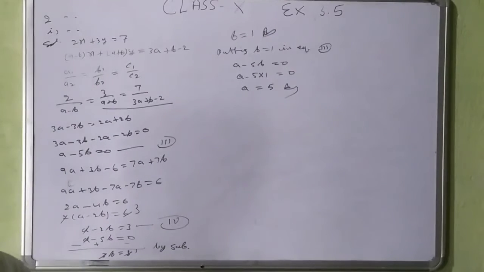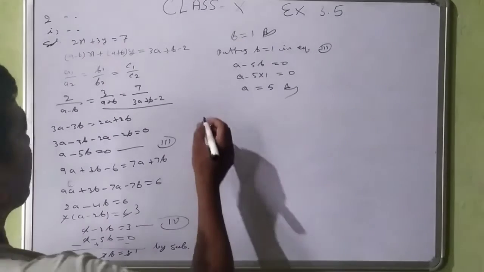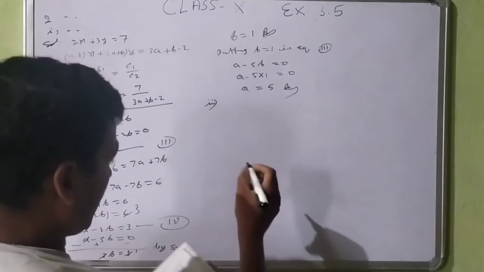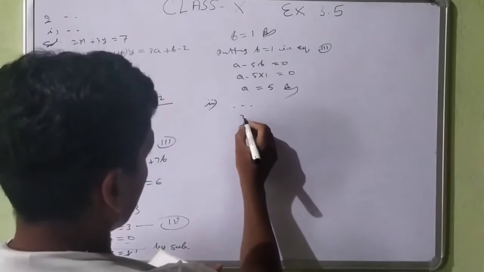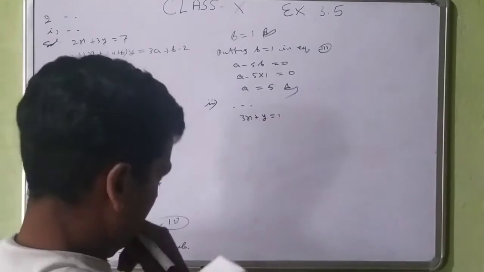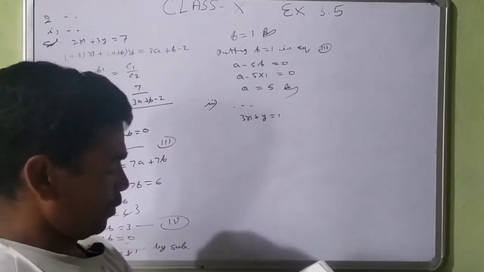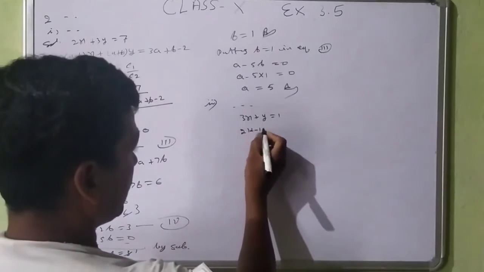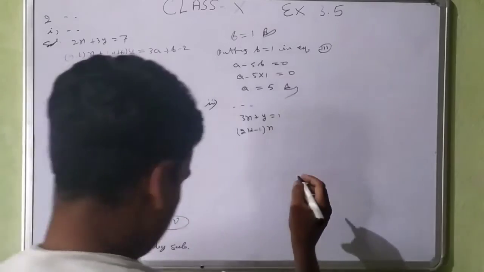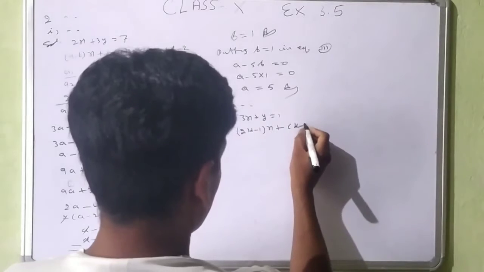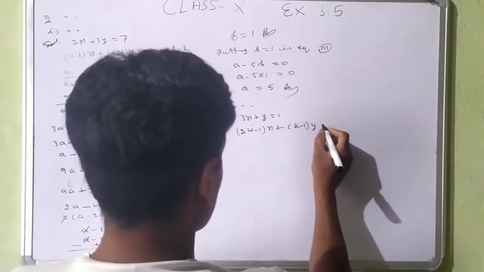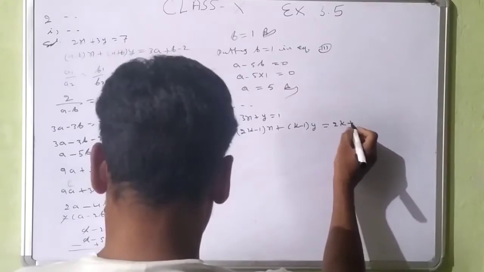Second part: for which value of k will the following pair of linear equations have no solution? So the second part equation is 3x plus y is equal to 1, and 2k minus 1 x plus k minus 1 y is equal to 2k plus 1.